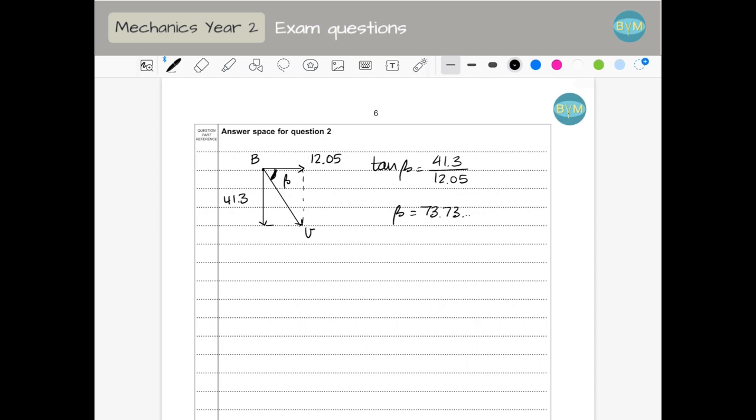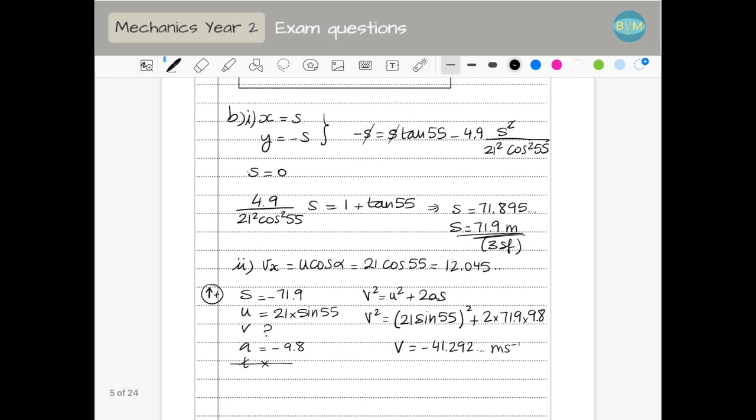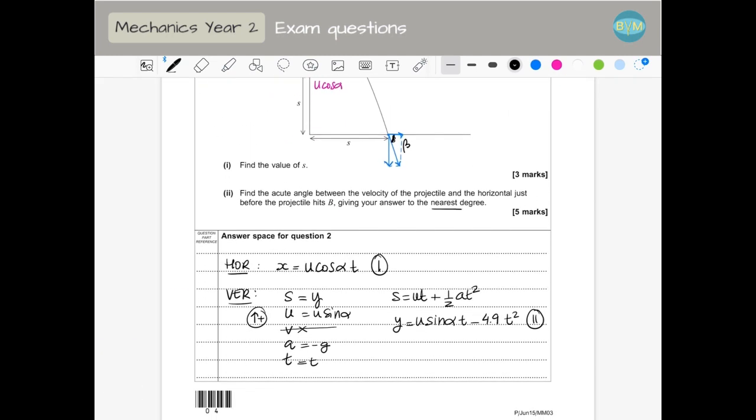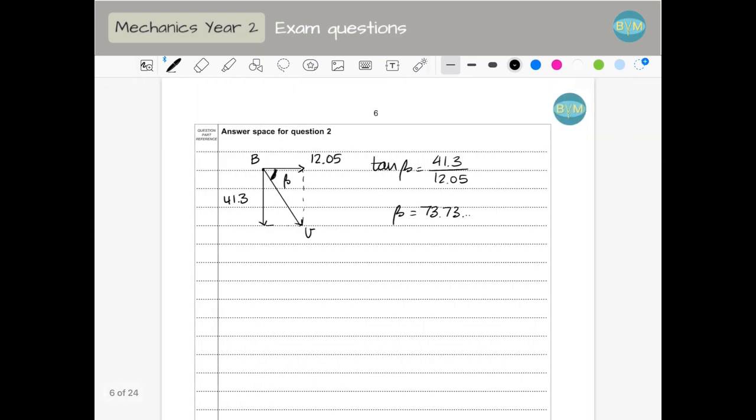I divide that, I do tan minus 1, and I get that beta is 73.73 degrees. And we have to give the answer to the nearest degree, I think. Nearest degree, yeah? So this is going to be 74 degrees to the nearest degree. And that's it. That's all with this question.